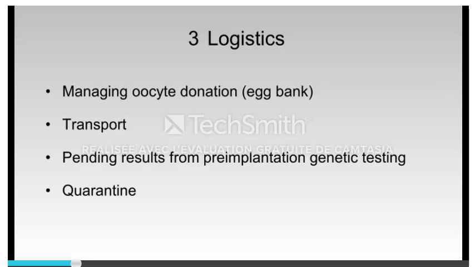Logistics can be impacted quite dramatically in situations in the ART laboratory. Certainly, increasingly now, people are managing programs of oocyte donation, and we see the emergence of more and more egg banks, extensively applying cryopreserved oocytes in those situations. And of course, that means it's much more compatible with the concept of transport of gametes between units from all corners of the globe.